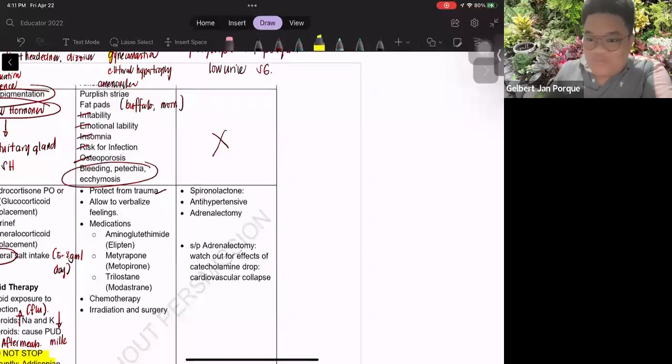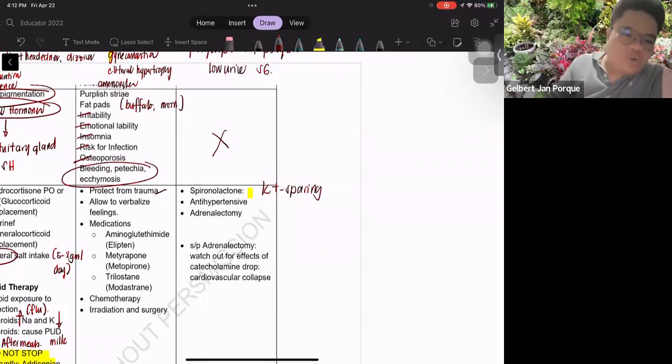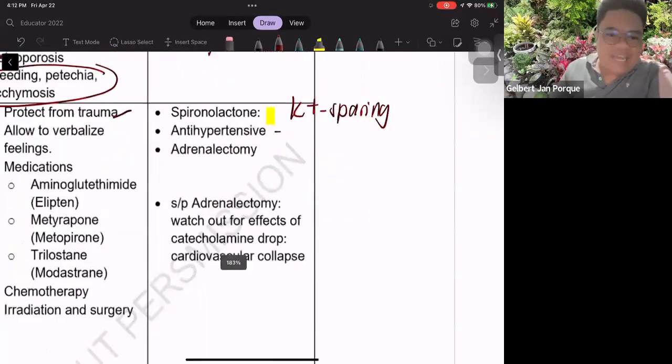Okay, potassium sparing. Spironolactone, class, Aldactone is the common brand. It's considered to be a potassium-sparing diuretic. Being a potassium-sparing diuretic, students, it increases your potassium levels. You also, class, do your antihypertensives, and then, class, you do your adrenalectomy.